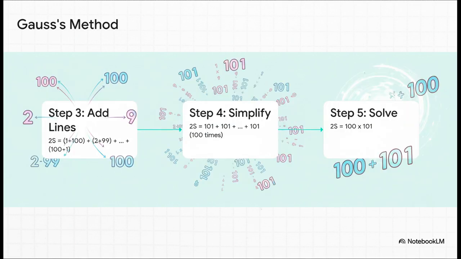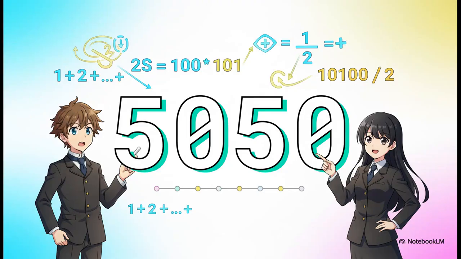Then he added those two lines together, pairing up the numbers. And here's where the magic happens. Look, 1 plus 100 is 101. 2 plus 99 is also 101. 3 plus 98, yep, 101 again. Every single pair adds up to exactly 101. And since there are 100 numbers, or 100 pairs, the total of these two lines added together is just 100 times 101.